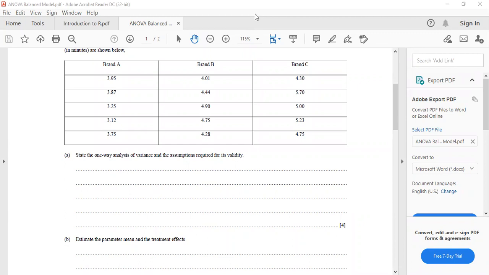Then, you talked about y bar 1 dot, y bar 2 dot, y bar 3 dot. What is y bar dot dot, which is the grand mean? It's 13.06. All right, excellent. So we've obtained our mu. Any questions, guys, from here?